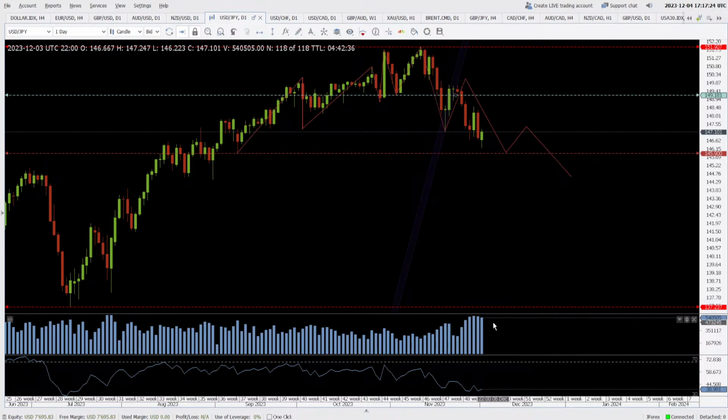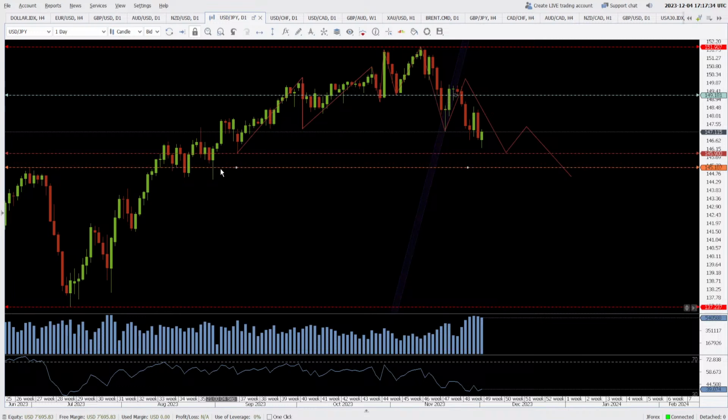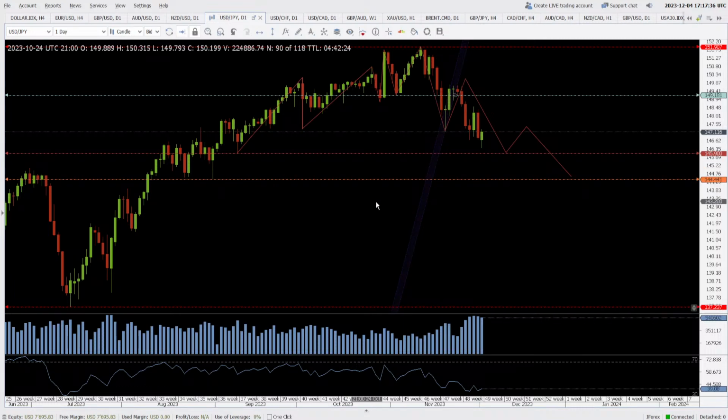So huge volumes while the price is going down. This down move is being supported by the volumes. I think 145.90 is on the verge of breaking, and after that we can expect these lows to be tested in this market, that is 144.44.